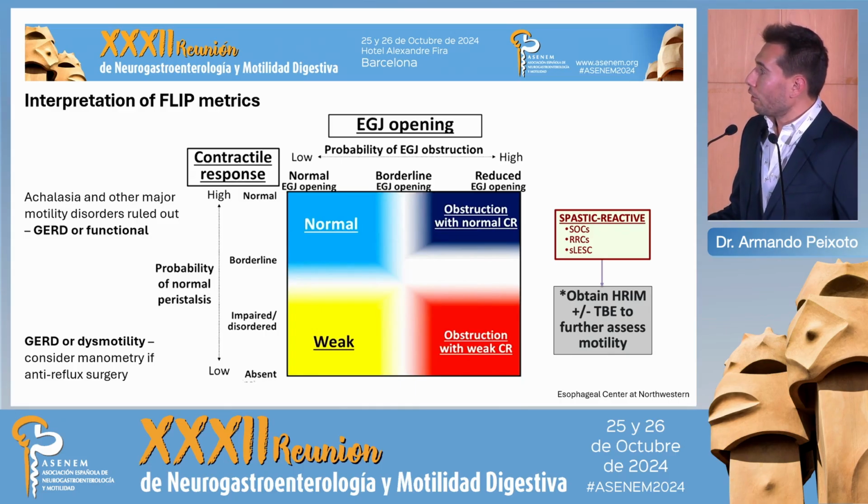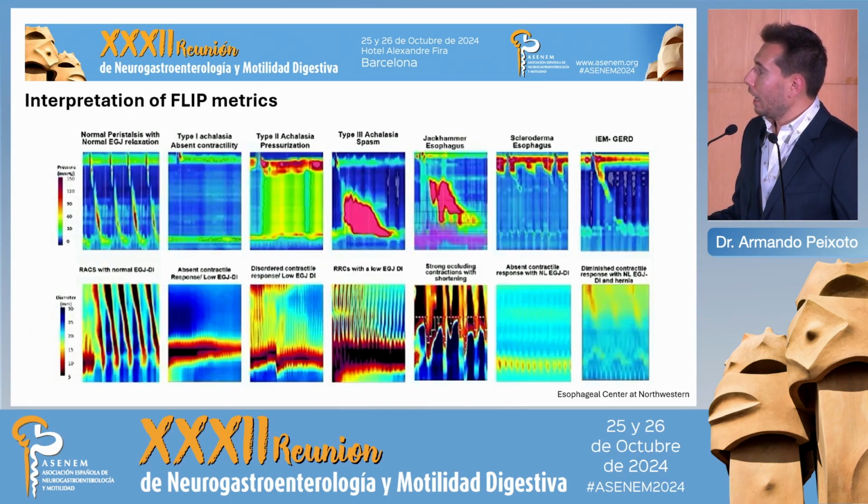There's also been an effort to try to make a similar classification using the patterns on ENDOFLIP and compare that with what we have on the Chicago classification of the motility disorders. But we clearly now are more focused on what is clearly normal and what is clearly pathologic.